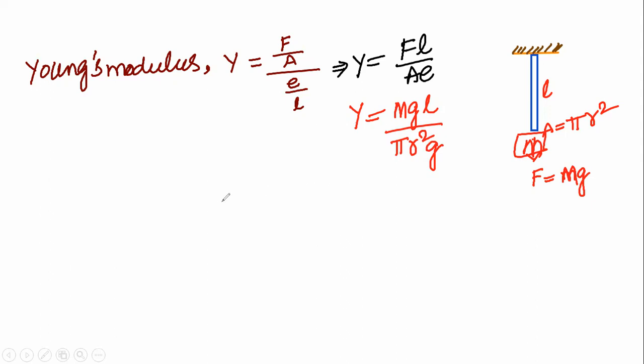Young's modulus decides the strength of the material. Young's modulus is infinite for a perfectly rigid body. For the perfect rigid body, Young's modulus is infinite. If Young's modulus is more, it is a good material, right?